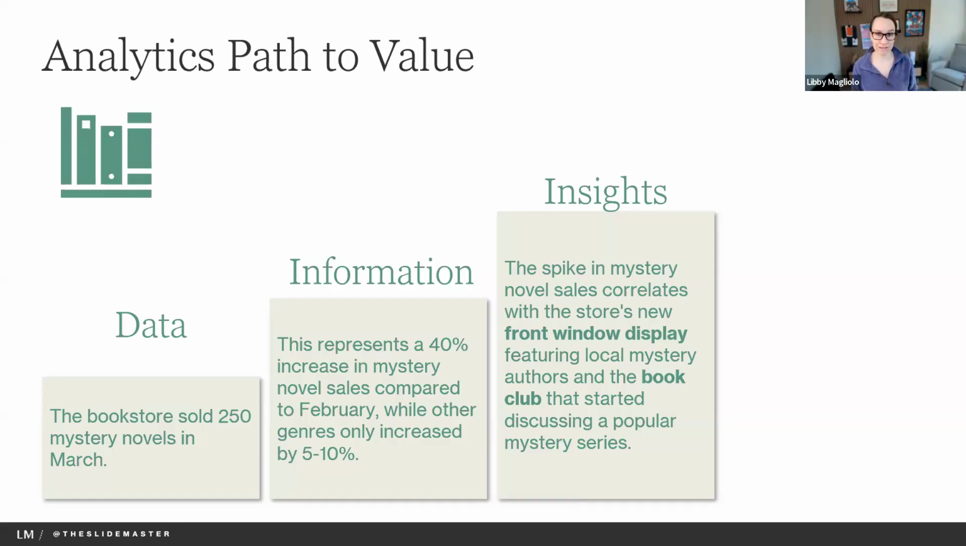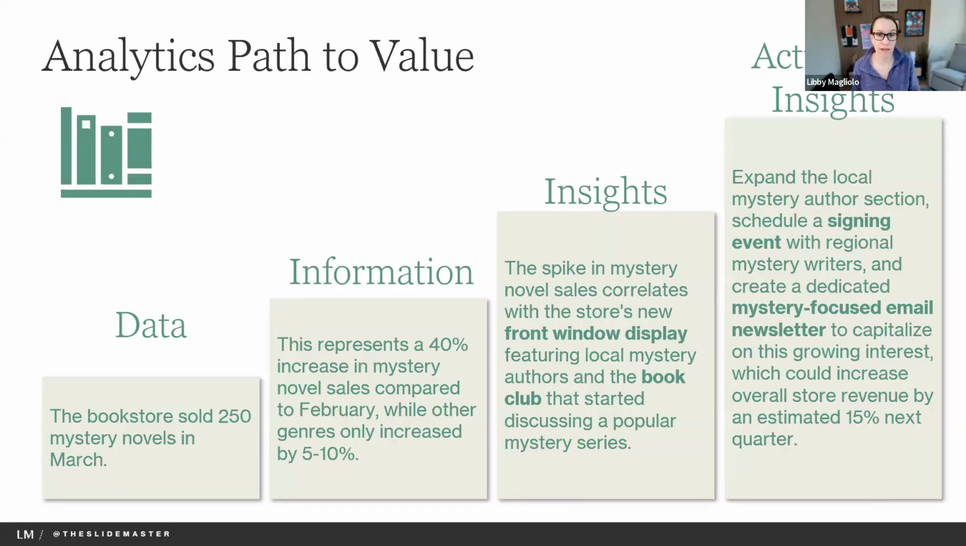Now we're digging into causality. Now we know why it happened. That there was a window display in the front window of the bookstore featuring local authors, and there was a book club that started. So now we're getting into causality behind the data. So what do we actually do as a result of that? Okay, we're going to capitalize on these trends, and we're going to make sure that we can do something with this information. So now we have made it just from raw data to actionable insights, and that's our goal.